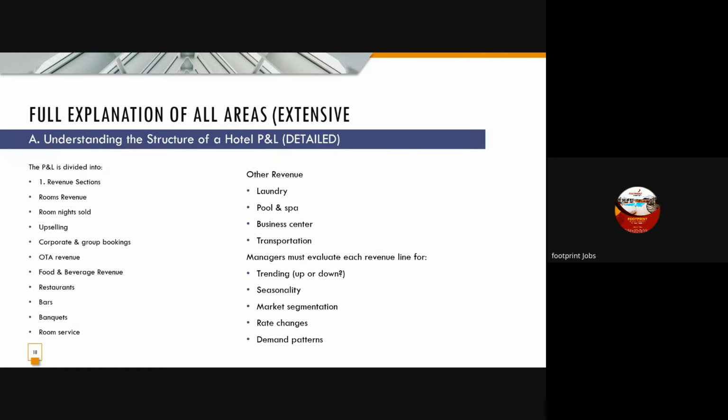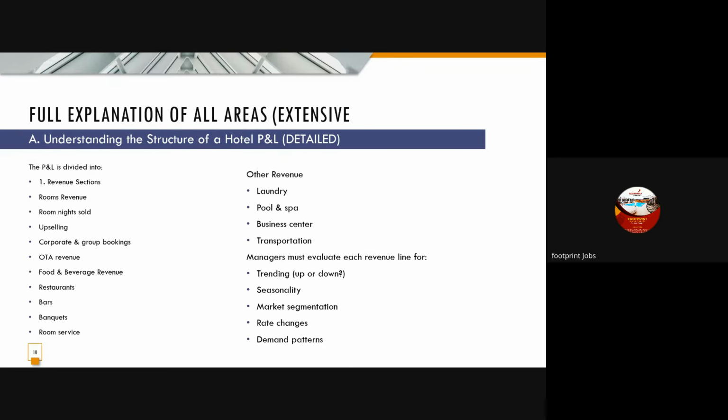Now, under revenue, we have rooms revenue, room nights sold, upselling, corporate and group bookings. These are all the things that form the P&L. And like I said, the P&L has the revenue section, and these are all the things that make up the revenue section. Revenue sections are more like your points of sale, the areas in your facility that help you to make money. So this is what we call the revenue section.